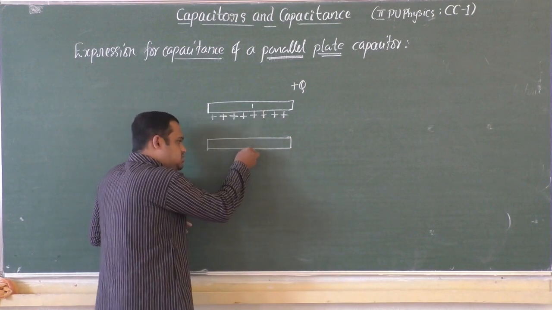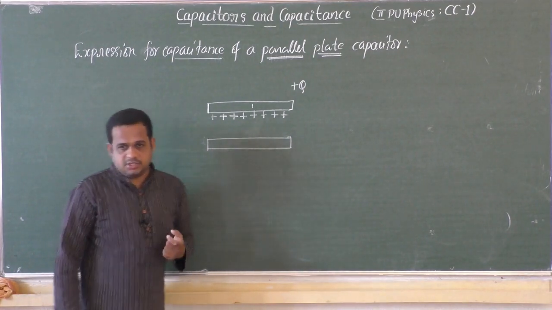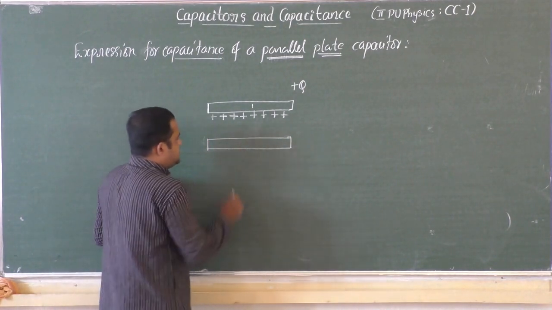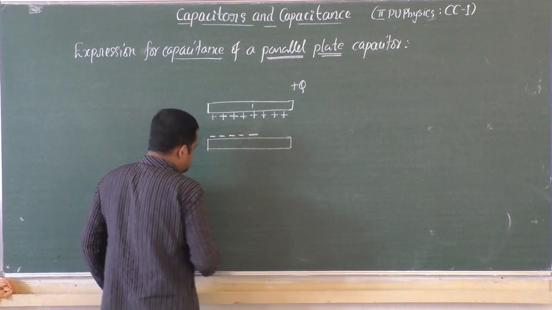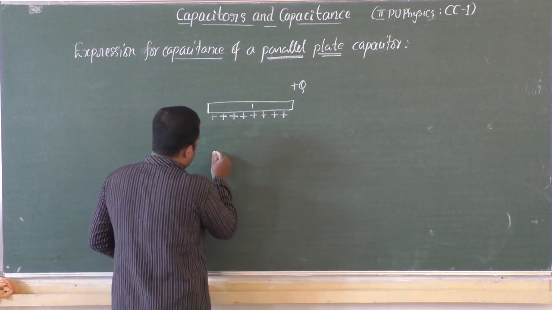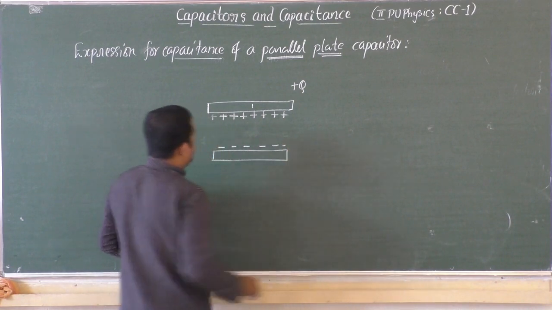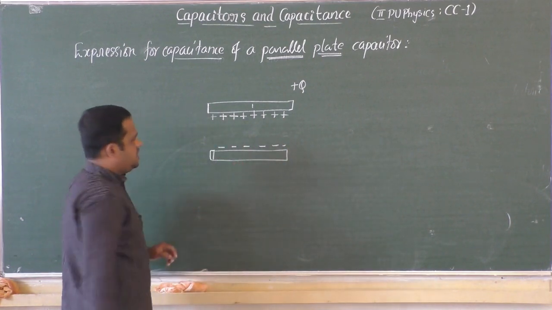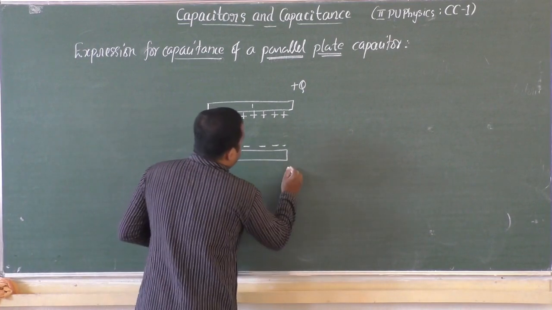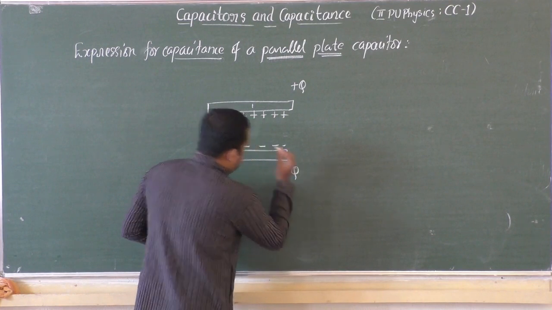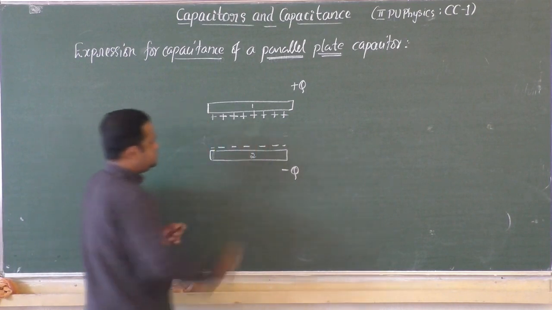Now actually this is a grounded conductor, but there is no need to show that ground connection. It is understood that the second plate is grounded. That means this will have negative charge. Identical plates of equal area and equal dimensions, so the amount of charge stored will be minus q. Plate 1 and plate 2.